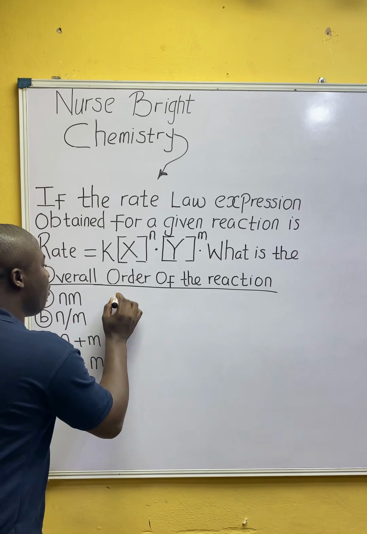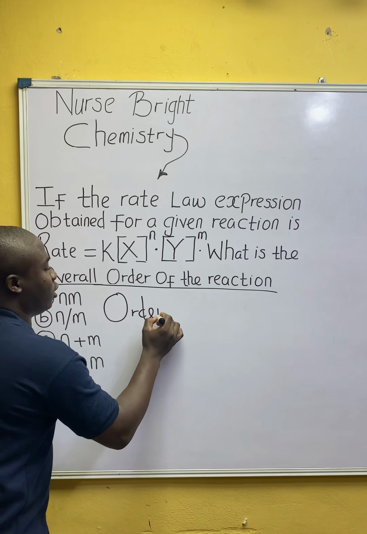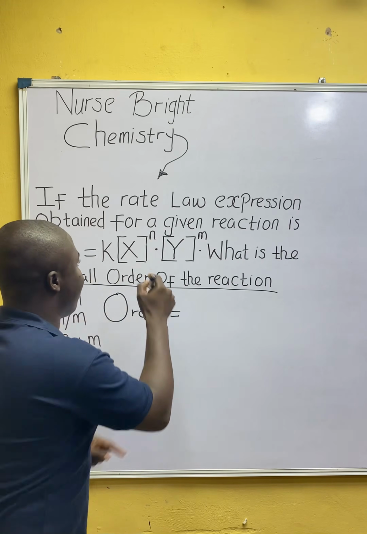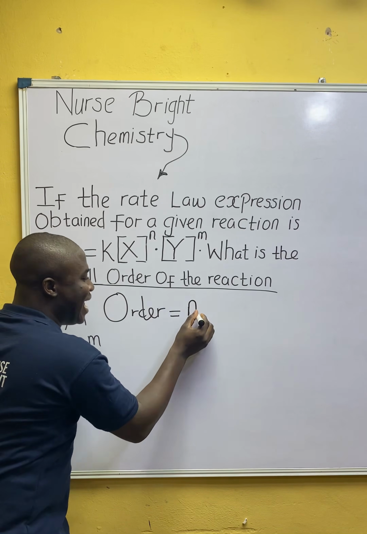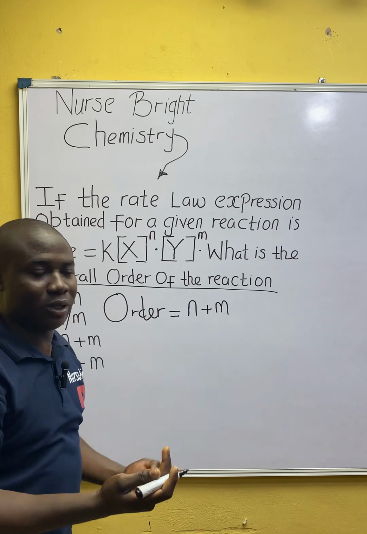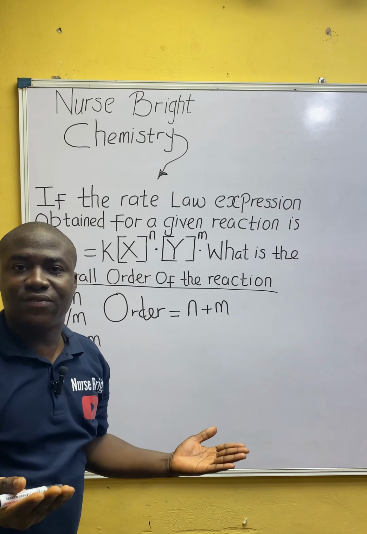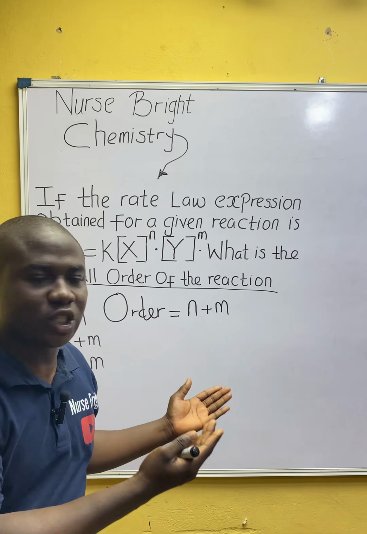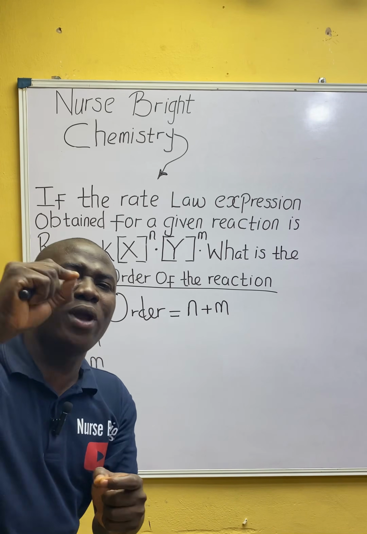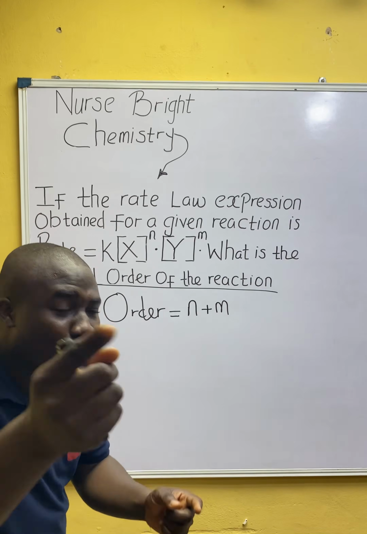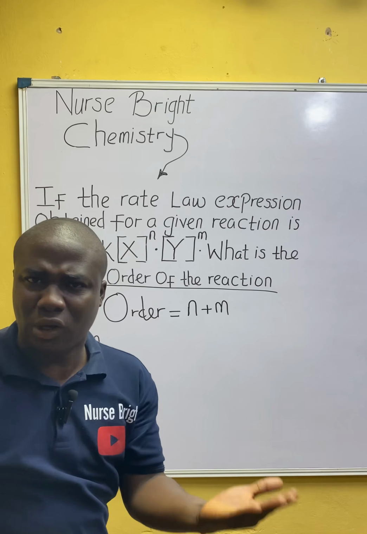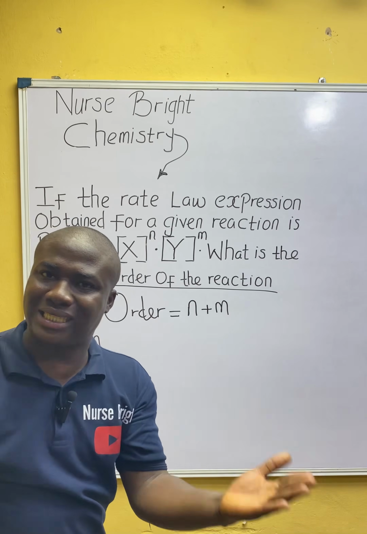Listen properly. To calculate the overall order for this reaction, we simply add the powers. For X, the power is n. For Y, the power is m. So when we add them together, you can see what we have gotten. It's very easy. Now, what becomes the answer to this question? When you add them, you can't get nm. You can't get that because we are adding, not multiplying. If I told you to multiply the powers, then your answer would have been nm. You understand, this is simple indices mathematics, all right?